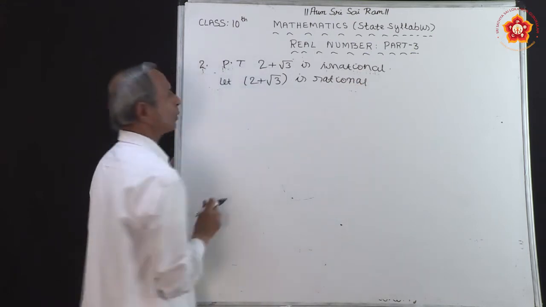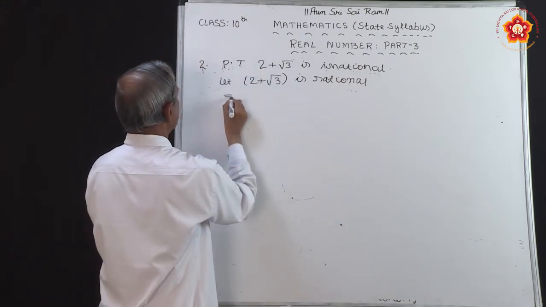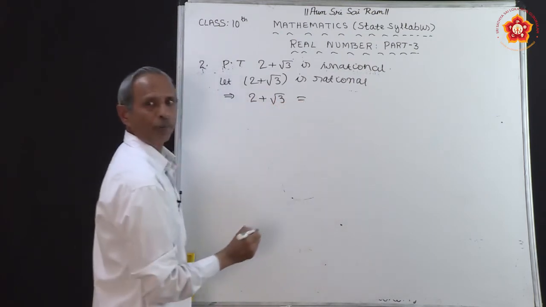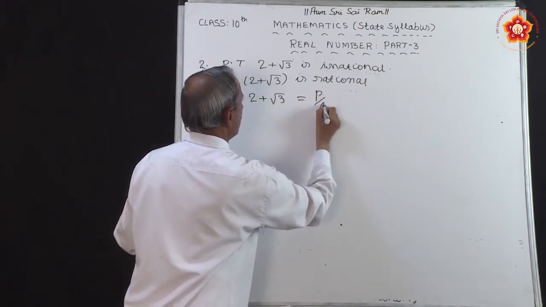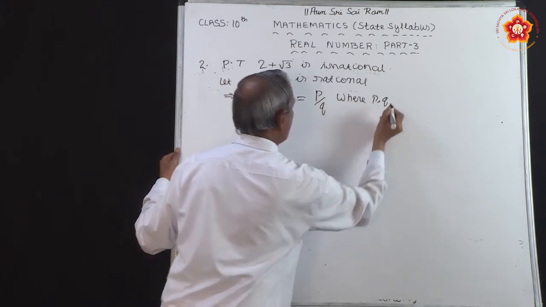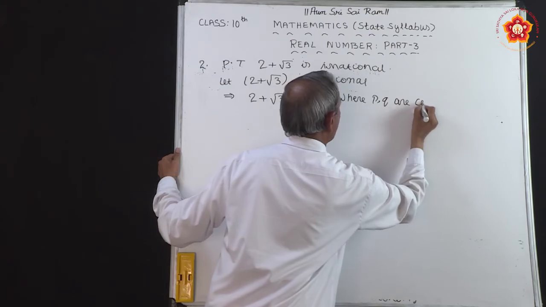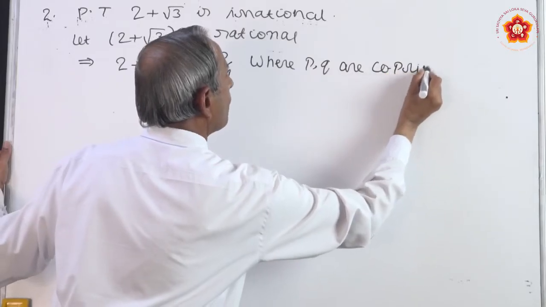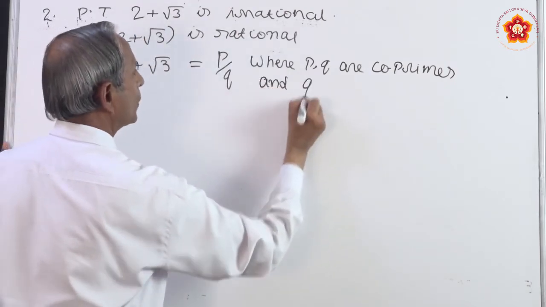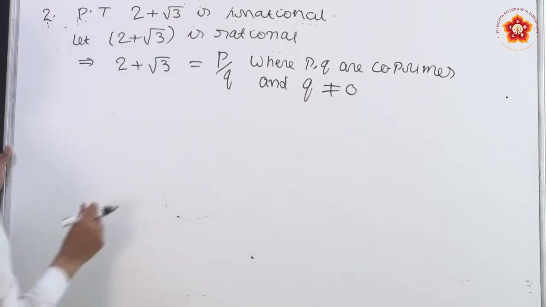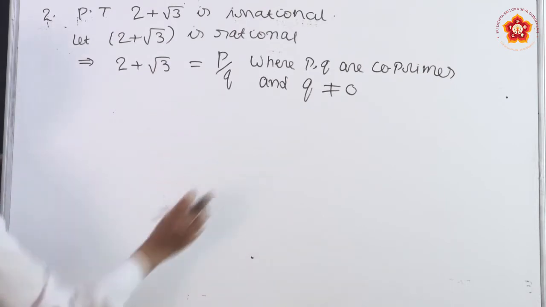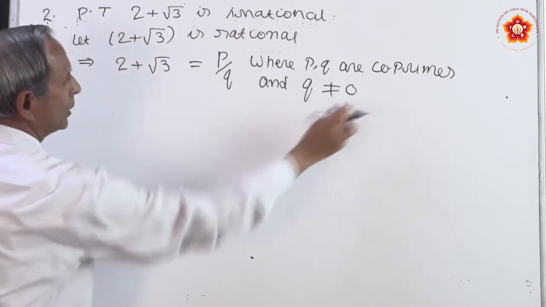Let 2 plus root 3 be rational. That implies 2 plus root 3 can be written in the form of p by q, where p and q are co-primes and q is not equal to 0. You have to assume first that it is rational. That is the basic condition.